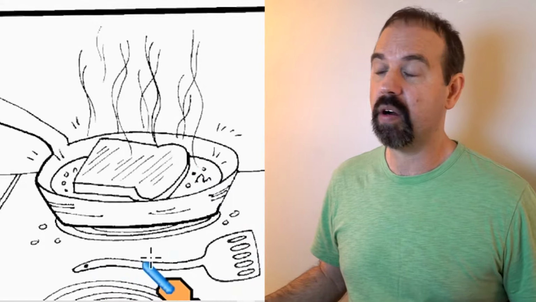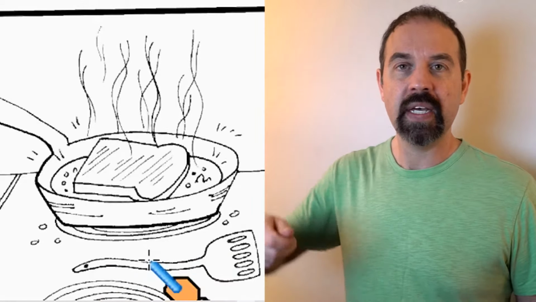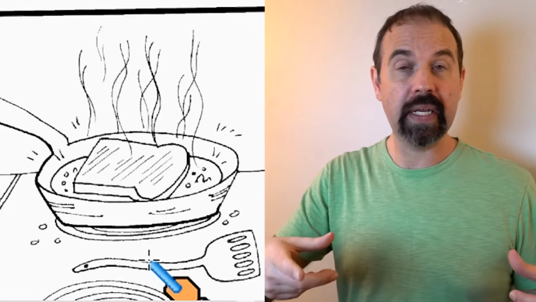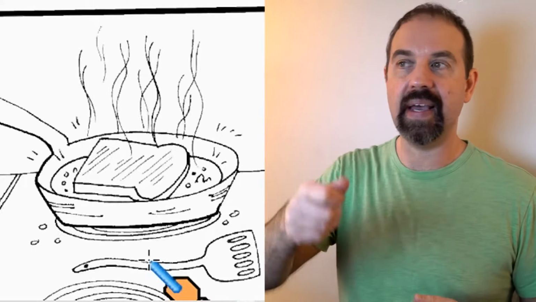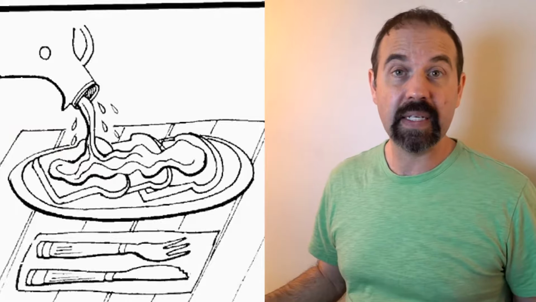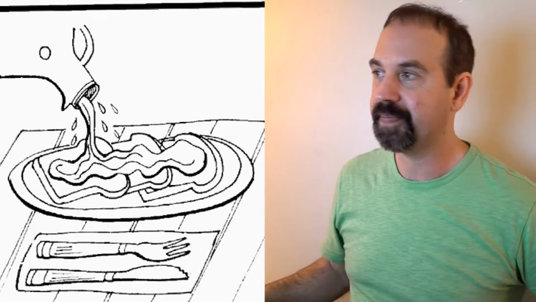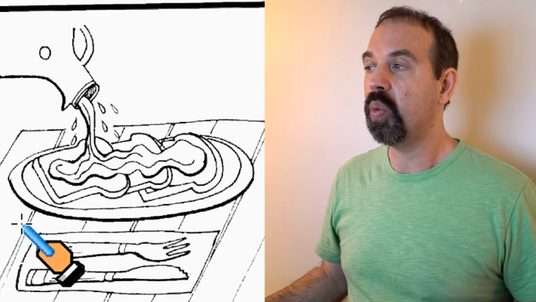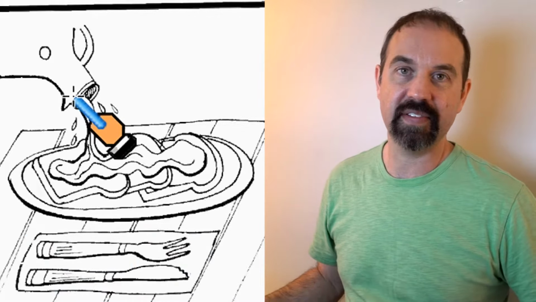And right here we can also see a spatula. A spatula is something that we usually use to pick up something when we're frying it or cooking it in a pan, like a hamburger, pancakes, eggs, French toast. And in the last image, we're going to pour the maple syrup over the French toast. And to the right of the plate with the French toast, we see a napkin, a fork, and a knife.